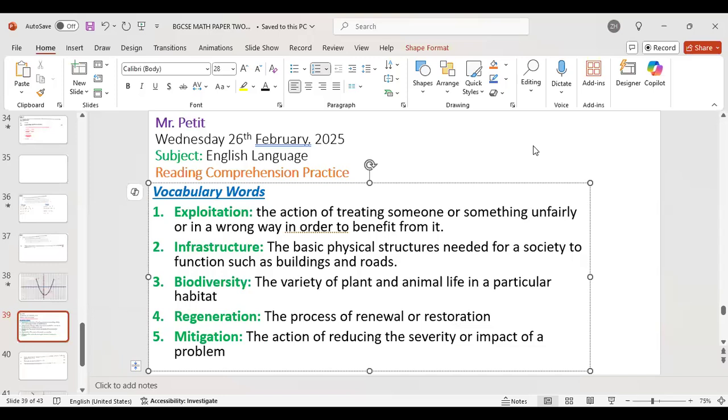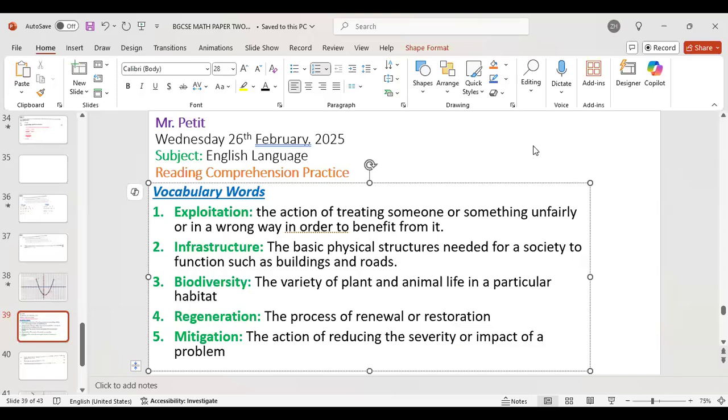Very good. Number 2, infrastructure: the basic physical structures needed for a society to function, such as buildings and roads. Biodiversity: the variety of plant and animal life in a particular habitat. Regeneration: the process of renewal or restoration. Very good. Mitigation: the action of reducing the severity or impact of a problem. Very good.